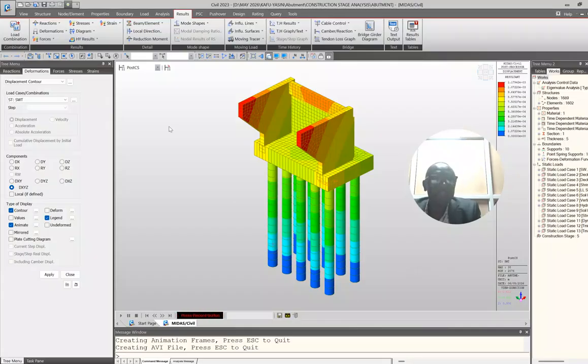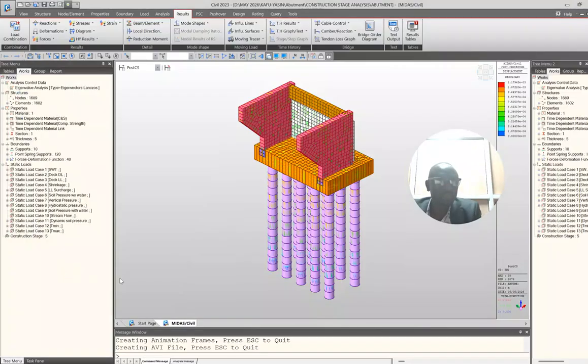I think what we need to do is to close this, and then we are able to stop.